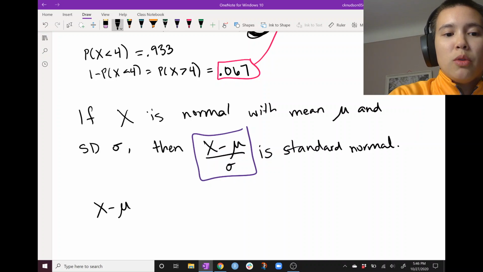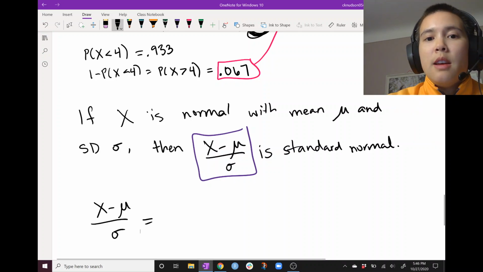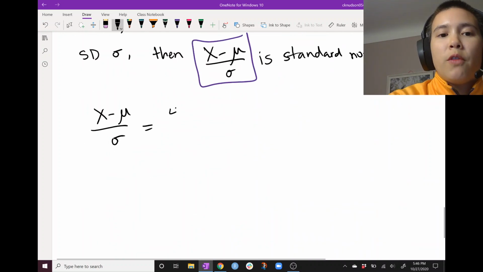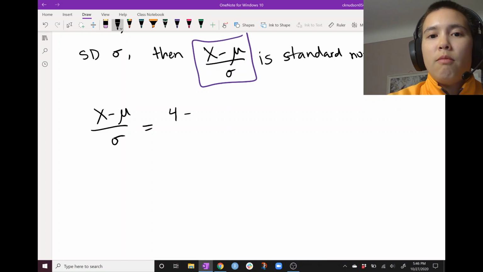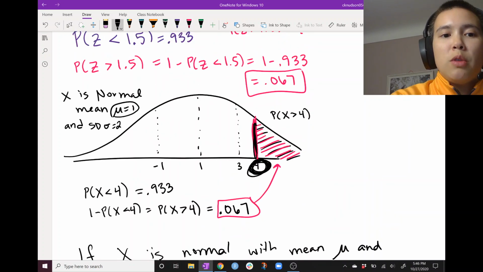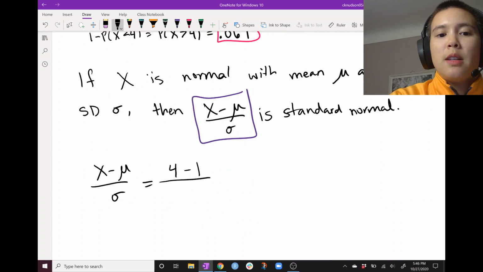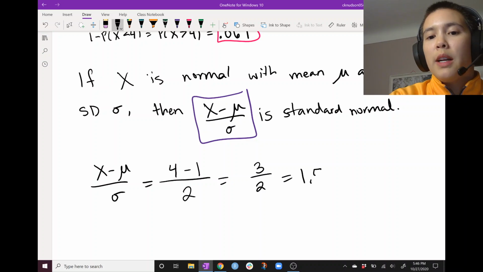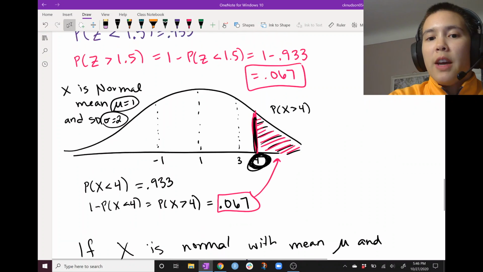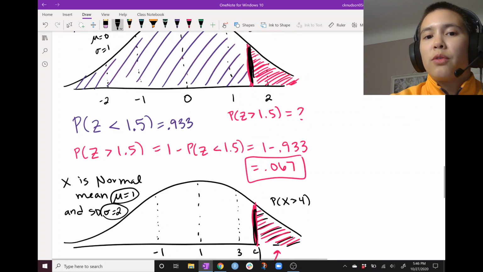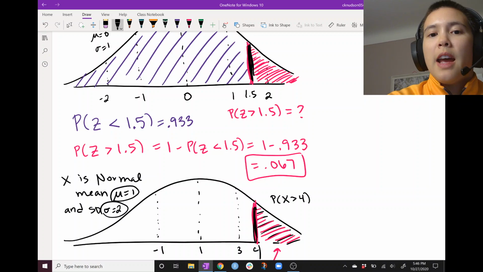So (x minus mu) over sigma. The value that we're looking at right here is 4. So let's plug in x, 4. And then the distribution had mu equals 1, standard deviation equals 2. So let's plug in mu equals 1, sigma equals 2. And so we get 3 over 2, or 1.5. And so we can see that the value 4 right here is related to this value 1.5 on the standard normal distribution.